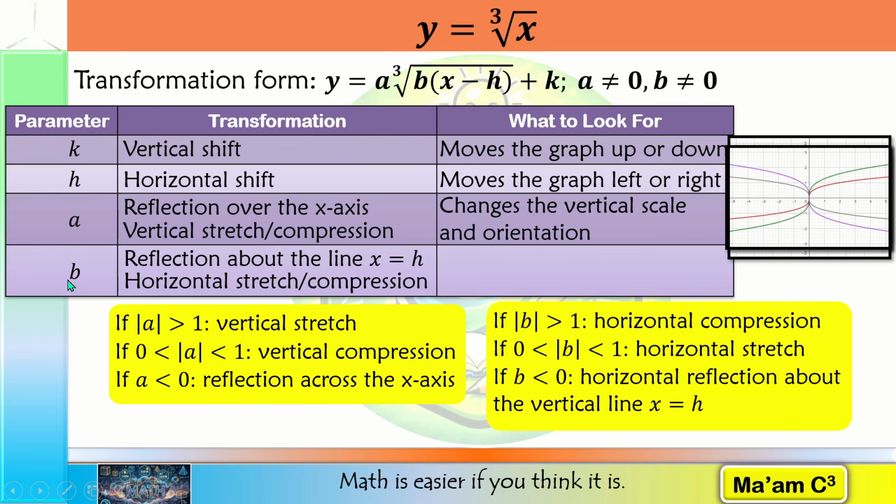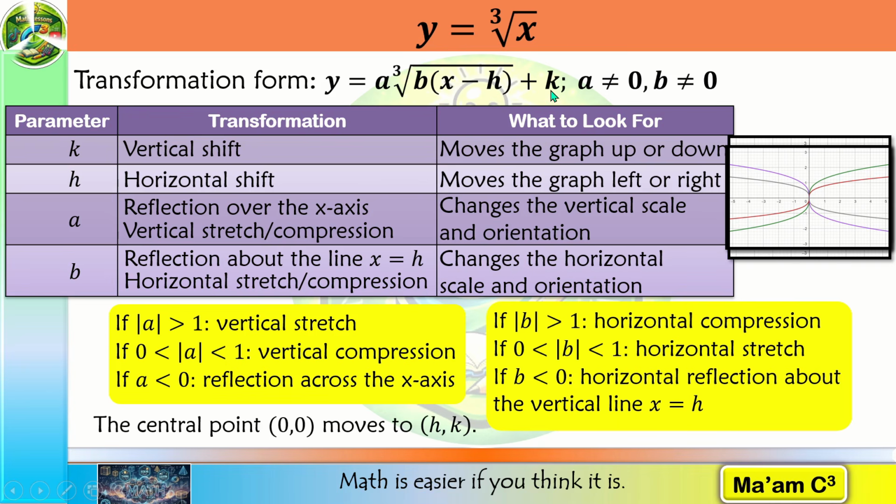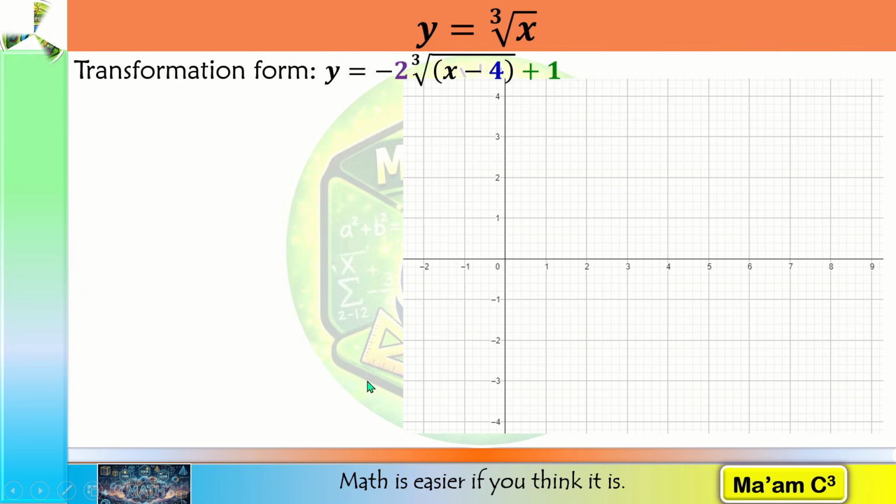So it means b changes the horizontal scale and orientation. And the most important transformation is that our inflection point (0, 0) moves to point (h, k). Let's look at this example. We are asked to graph y = -2 cube root of quantity (x - 4) + 1.